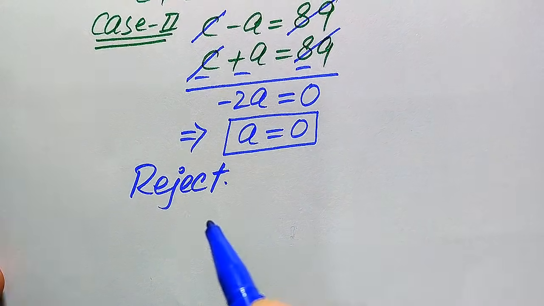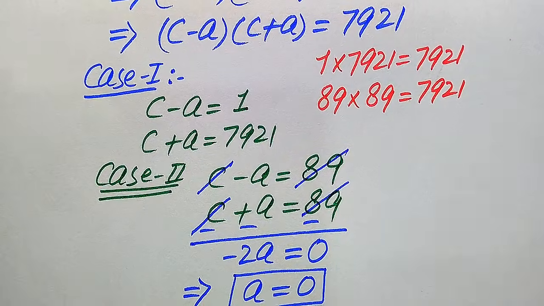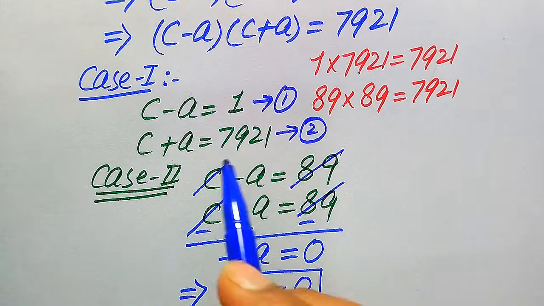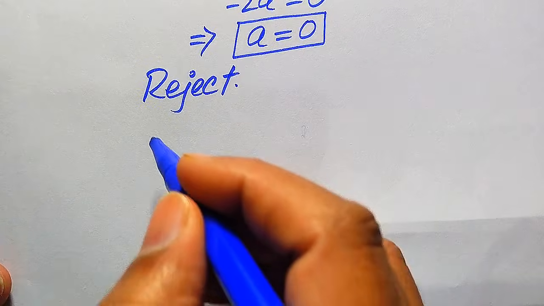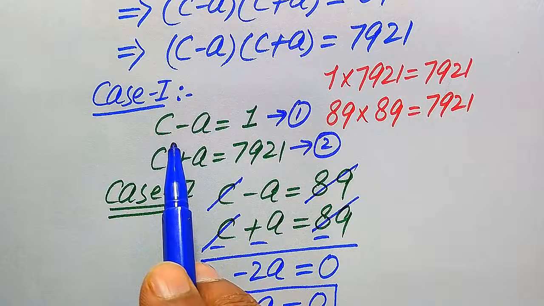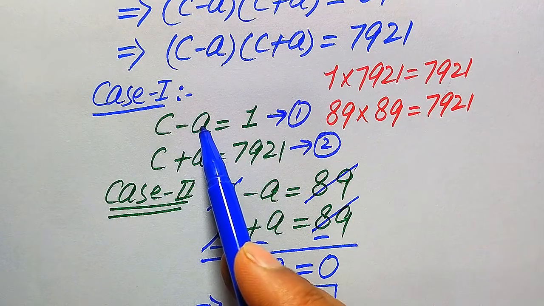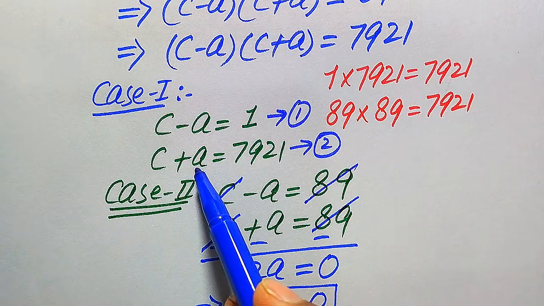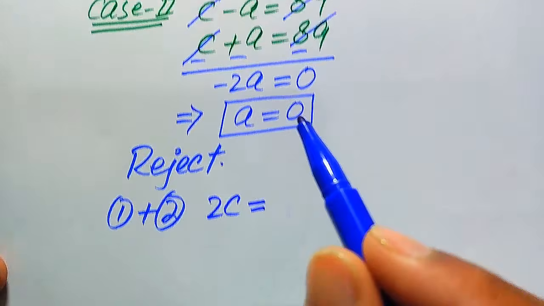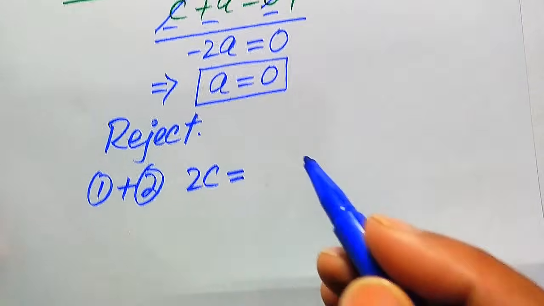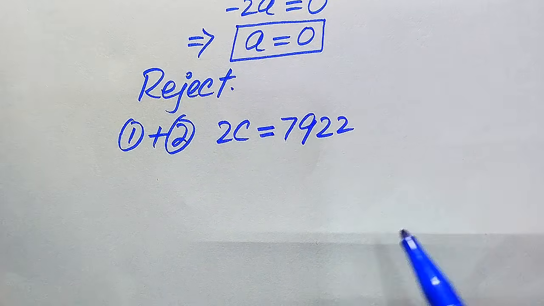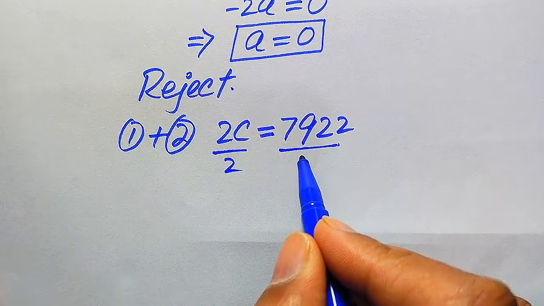And now we proceed with our first case. We call this equation number 1 and this equation number 2. In order to find the values of a and c, we first add equation number 1 and equation number 2. When we add both of these equations, minus a and plus a cancel out each other, and we get c plus c becomes 2c equals 1 plus 7921 equals 7922. So for the value of c, we need to divide both sides by 2.